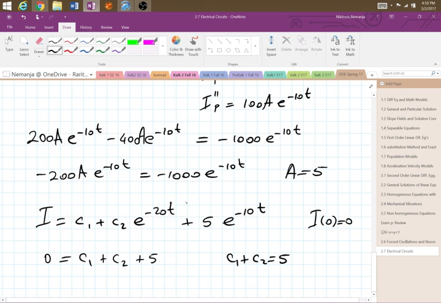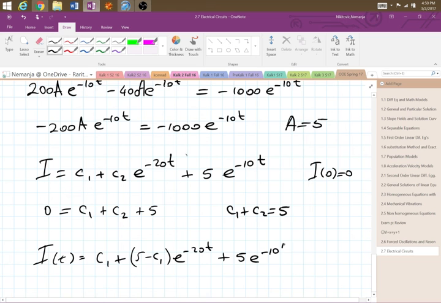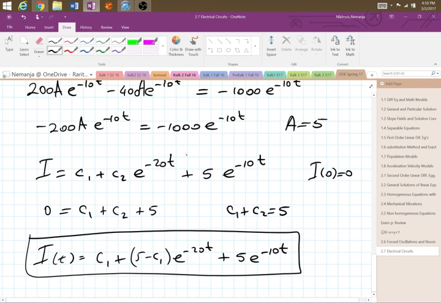I could just write it in terms of one constant, but I'm not happy with that. I of t is equal to, writing C2 in terms of C1, C1 plus 5 minus C1 times e to the negative 20t. So I eliminated one of the constants, but I'm not sure what the other condition is.